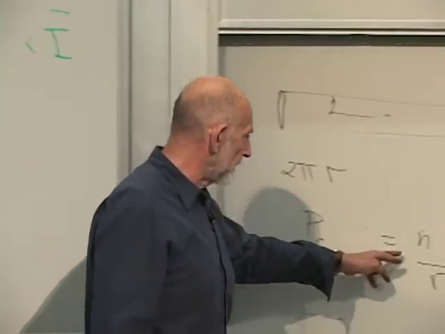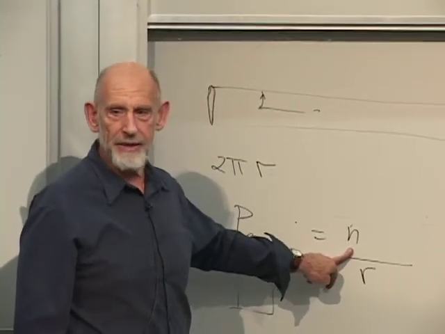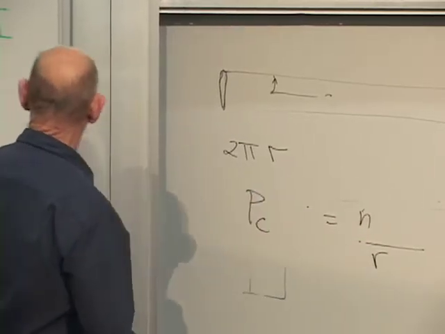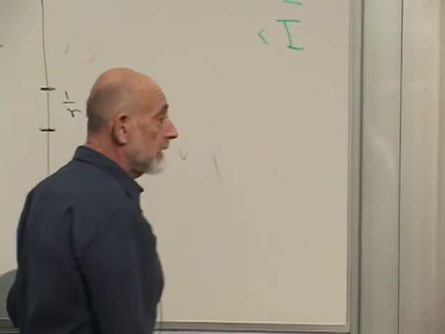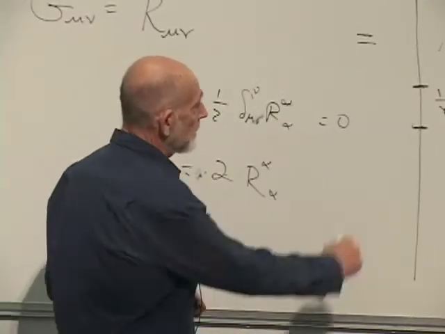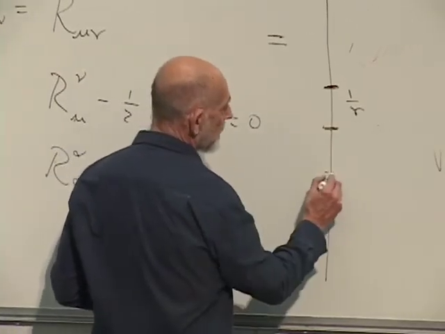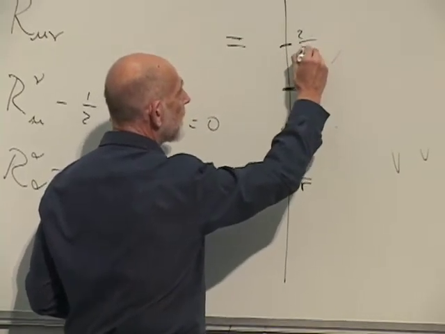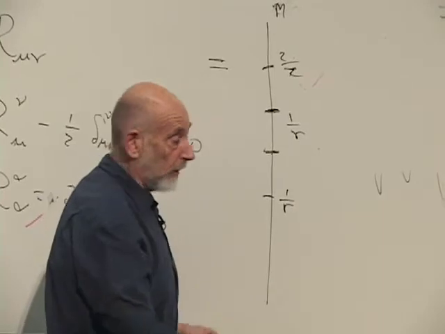What about if n is negative? Does that mean it has negative energy? No, the energy is the absolute value. The energy is always positive. So there's a particle of mass 1 over r here, and there's a particle of mass 1 over r here. And 2 over r, minus, or 2 over r.